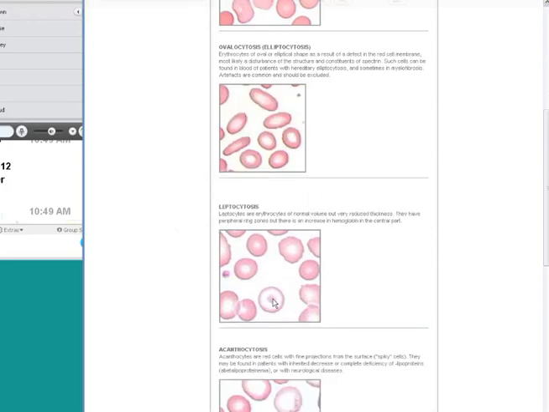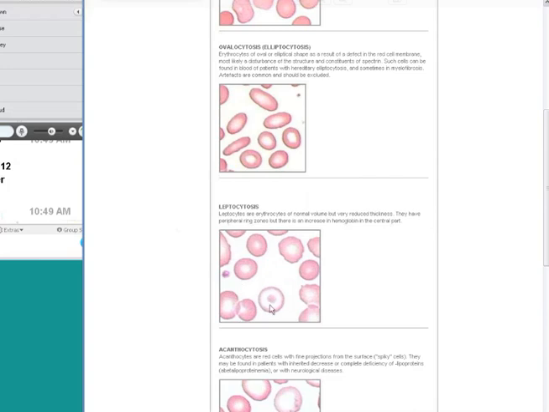Here's a cell that's called a leptocyte, and actually almost nobody ever calls these leptocytes. They call them by what's more properly these cells, target cells. You see a lot of cells like this, call it a target cell. And that brings me to another point. If you only see one target cell or one acanthocyte or one elliptocyte or one microcyte in an entire smear, please don't call it.